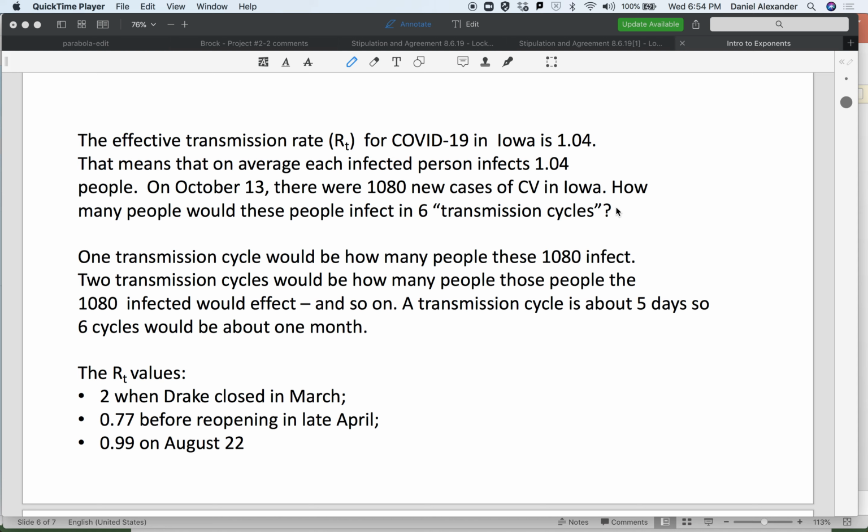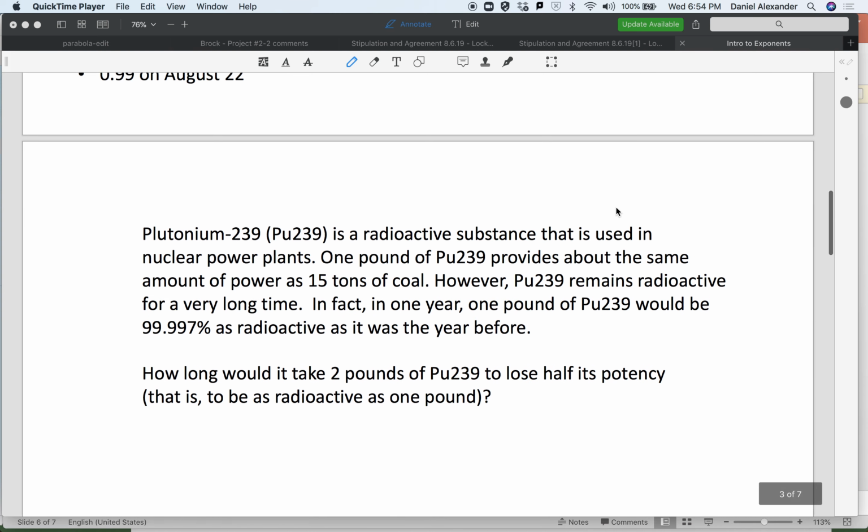Just some context. The R t value was 2 when Drake closed in March. It was 0.77 before reopening in late April. And it was 0.99 on August 22. Okay. One last question.